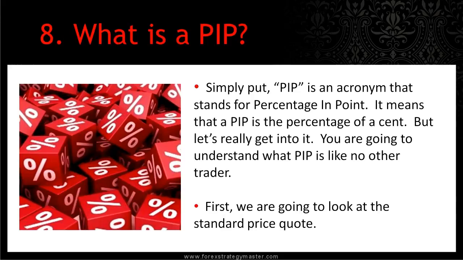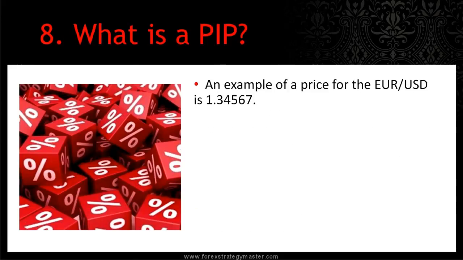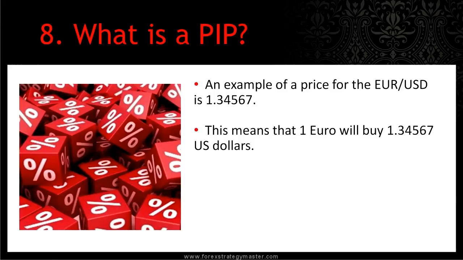First, we're going to look at the standard price quote. An example of a price for the euro US dollar is 1.34567. This means that 1 euro will buy 1.34567 United States dollars. One of the base currency is going to equal 1.34567 of the quote currency, the US dollars.